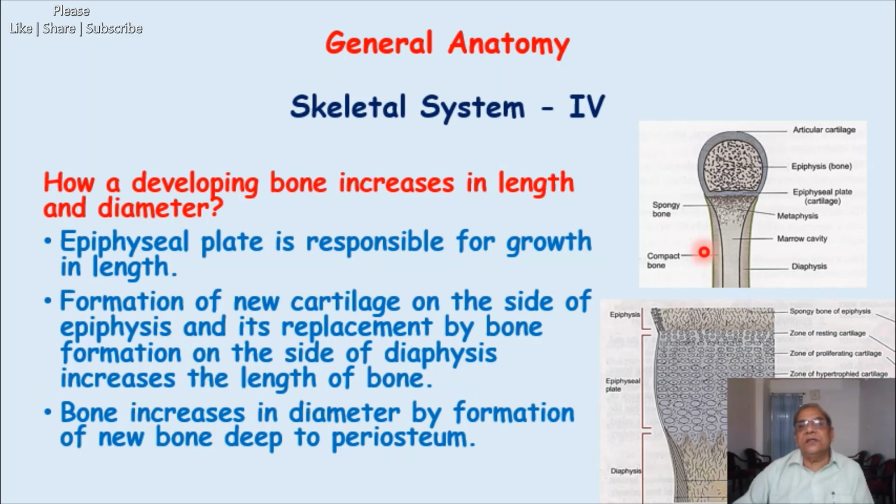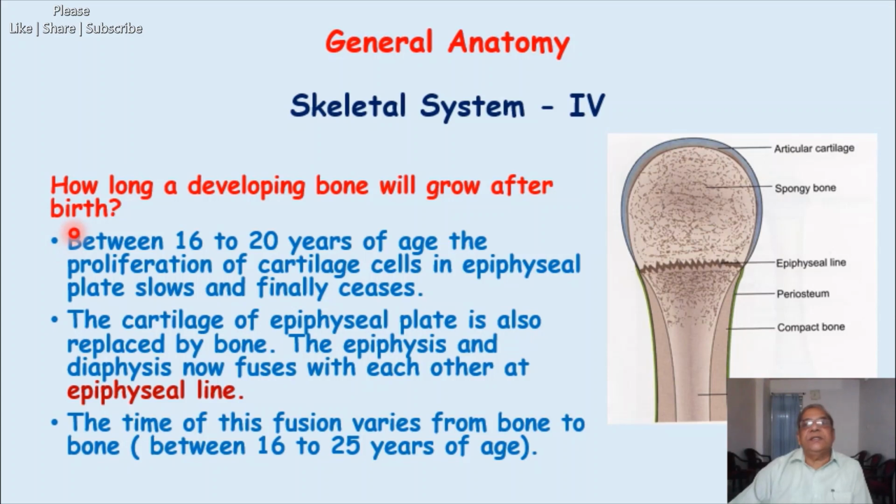Now we are moving to the next question. How long will a developing bone grow after birth? As we have seen, soon after birth there is one primary center and the ends are still cartilaginous. Then at different ages, the secondary centers will appear for both the ends, and these centers will also develop bone. The bone in this way, by diameter and length, will keep on growing.